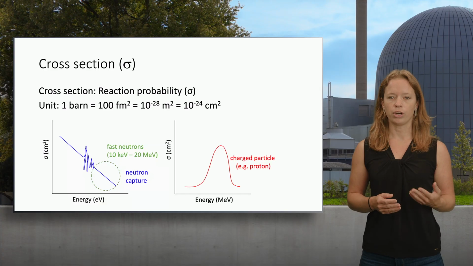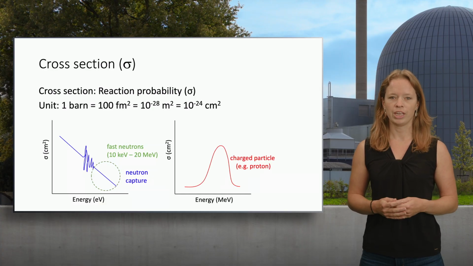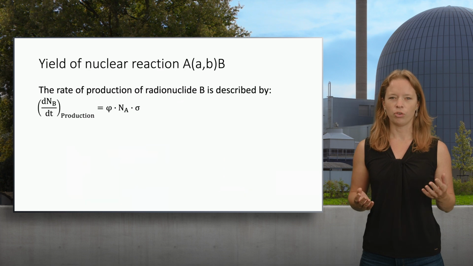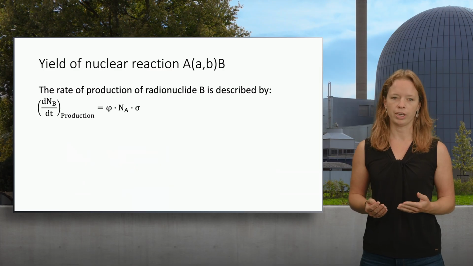When you're irradiating your target with charged particles, such as protons, you can optimize your beam energy to maximize the cross-section. Putting all this together, the rate of production of a radionuclide is described by the flux times the number of target atoms times the cross-section.